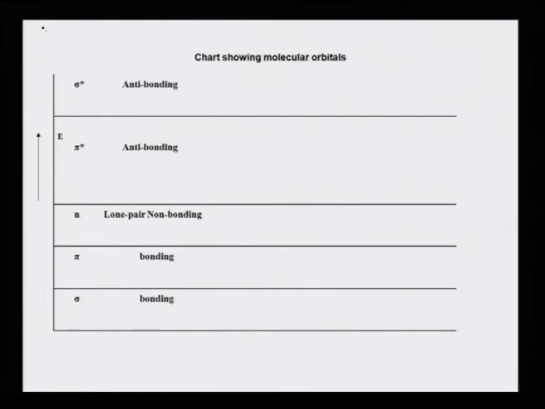So, if we try to look at this chart, you will see that this is the order of increasing energy levels of various orbitals. You see, bonding sigma is the lowest, bonding pi is above that, non-bonding or lone pair electrons are above that, pi star is further above that, and sigma star is the highest. So, if one has to promote an electron from sigma to sigma star, it would require the highest amount of energy. If one has to promote from pi to pi star, that would require a certain amount of energy, and the most facile would be promotion of a lone pair electron to the pi star orbital instead of sigma star.